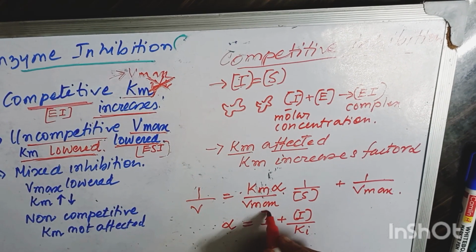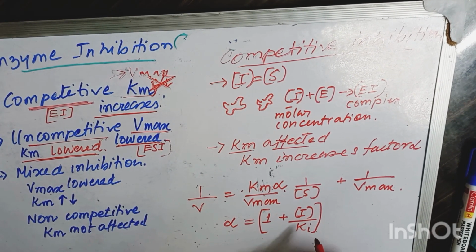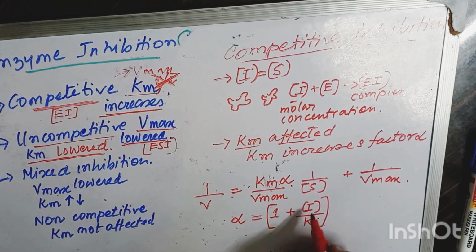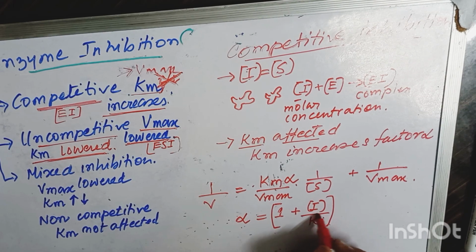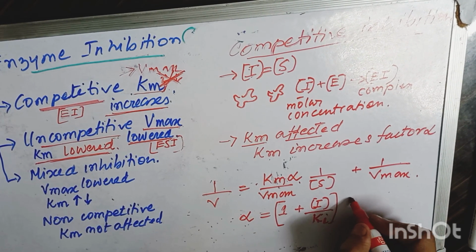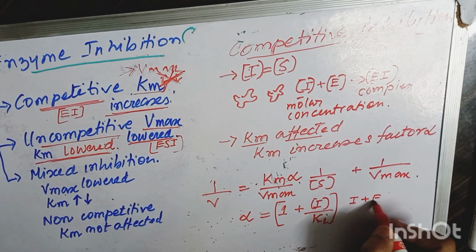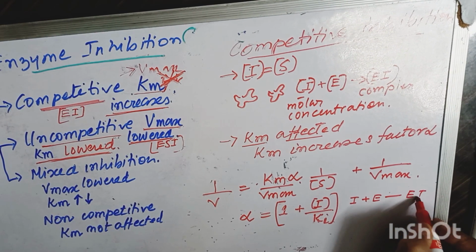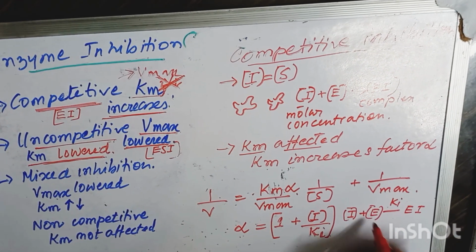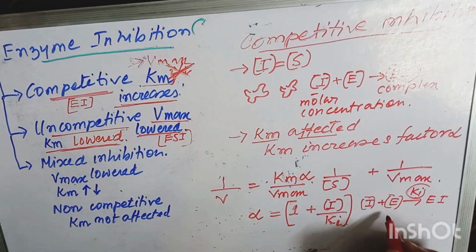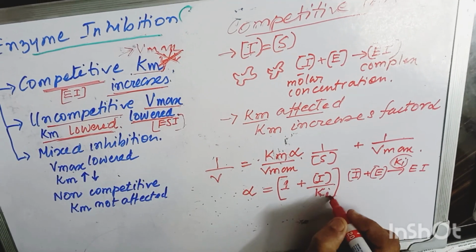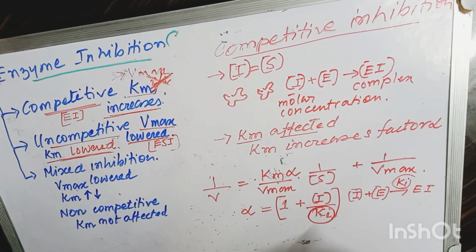Remember that alpha is a factor greater than 1 because it is 1 plus something: the molar concentration of inhibitor over the binding constant of the inhibitor with the enzyme. Inhibitor plus enzyme forms the EI complex, and its binding constant is Ki. So for competitive inhibition, remember that it is Ki.